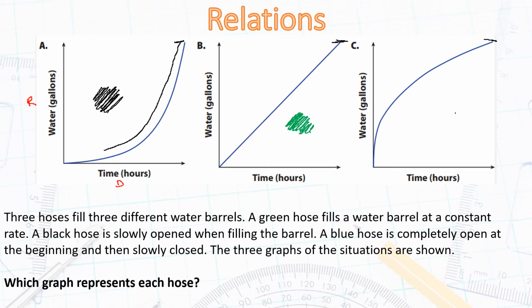Which means that the last one must be my blue hose. And this one, it starts fully on, and then we kind of close it off as we go. So the amount of water in the barrel increases very sharply in the beginning, but then it starts to slow down. So the slope gets a little bit less as time progresses, but it still fills the barrel.